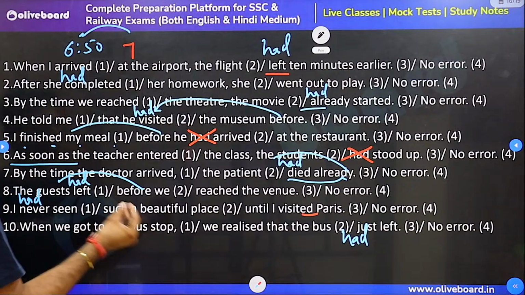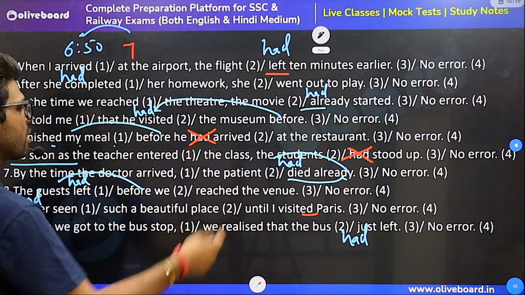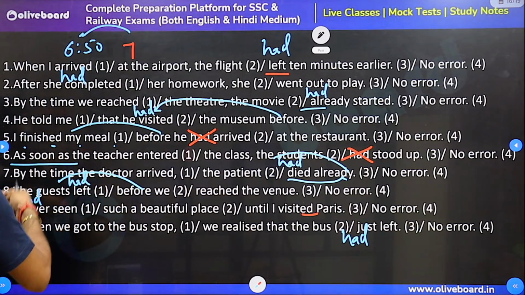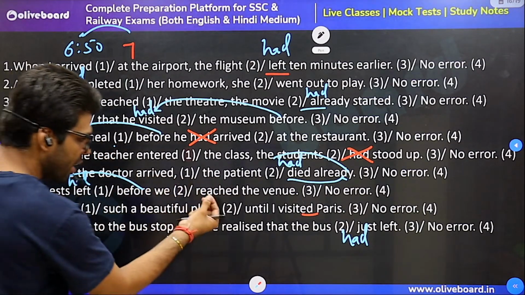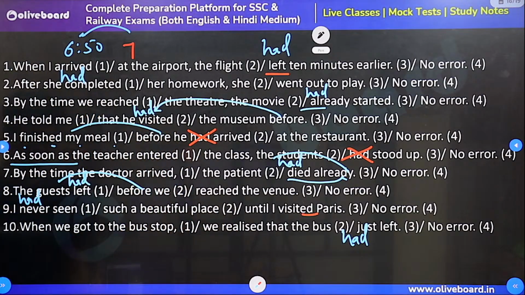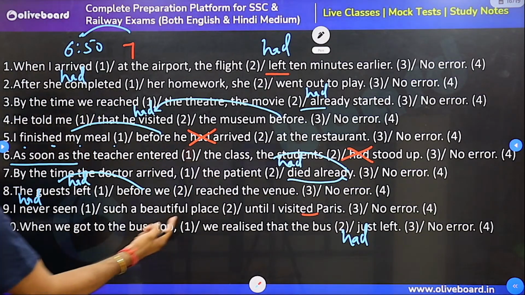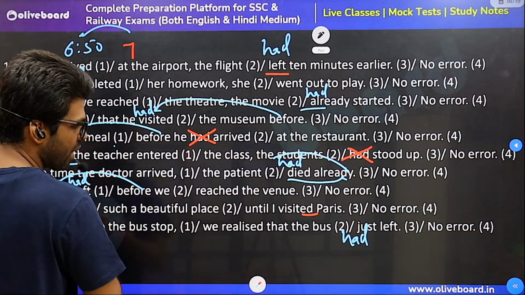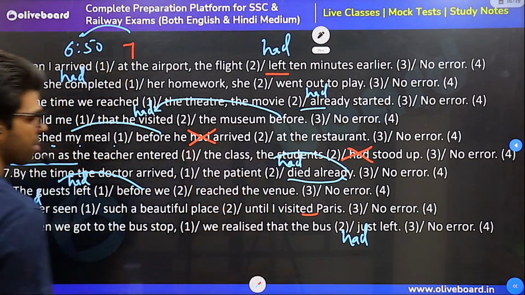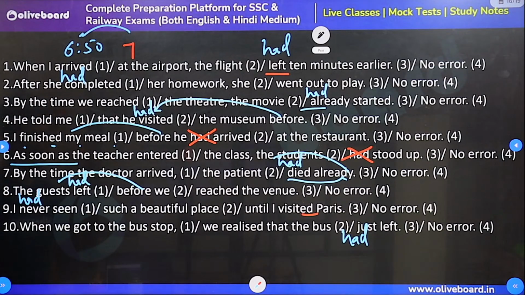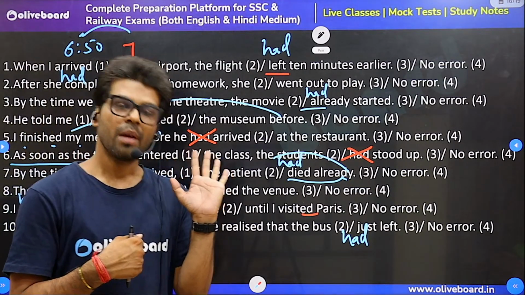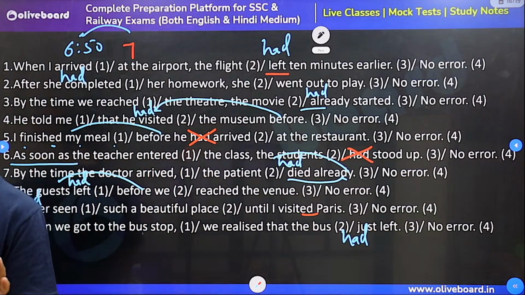As soon as the teacher entered, both the actions happening at the same time, the students stood up. The guests had left before we reached the venue, or before we reached the venue, they had left. I had never seen such a place until I visited Paris. So before that, I had never seen. When I visited Paris, I saw such a place. Before that, I had never. And when we got to the bus stop, we realized the bus had left, because if the bus hadn't left, we would have caught it.